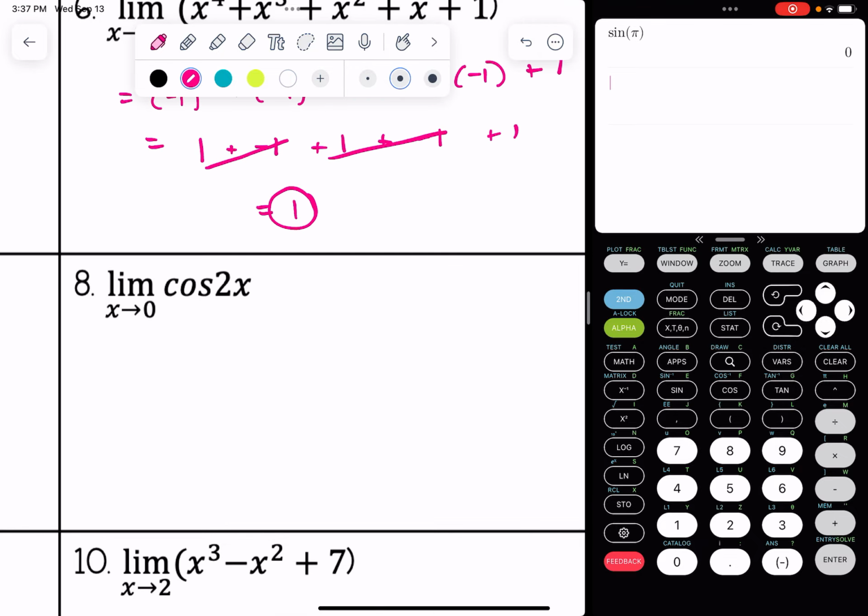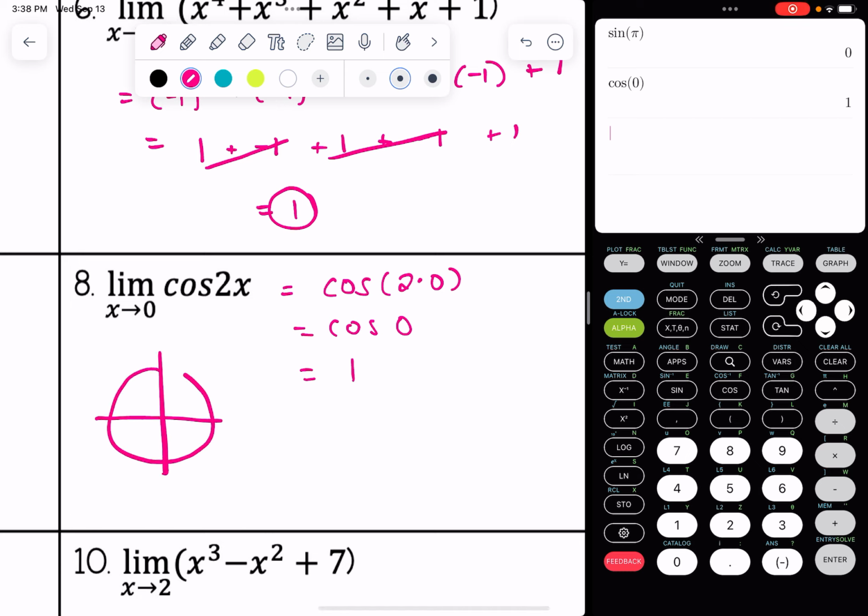Number 8. The limit as x approaches 0 of cosine 2x. Well, that's going to be the cosine of 2 times 0, which is the cosine of 0, right? Anything times 0 is just 0. And we have the same options as before. We can go to our calculator if we have it, and we can see that that's 1. Or we refer back to our unit circle. 0 is over here. The x-coordinate is the cosine, and we see the x-coordinate is 1.